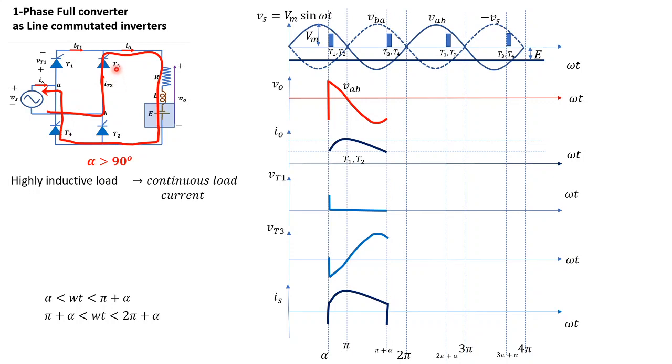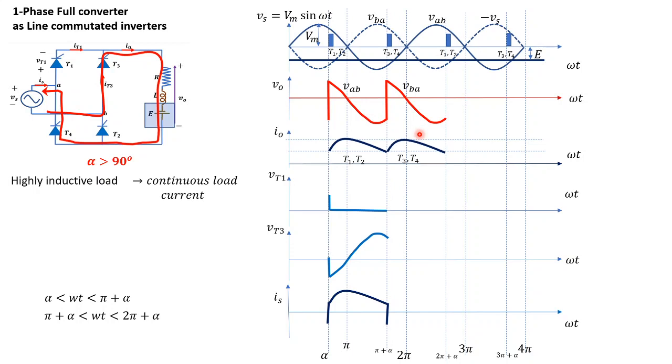Now, because T3 and T4 are conducting, the voltage across them is 0. Applying KVL for this conducting loop, you can see that the voltage across the load is the same as VBA with this polarity. So V0 is equal to VBA. During this period, what is VBA? This is VBA, shown with the dotted line. From pi plus alpha to 2 pi plus alpha, this would be the voltage. So let me draw it. This is VBA, which is the same as V0 from pi plus alpha.